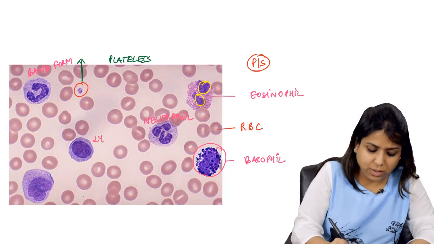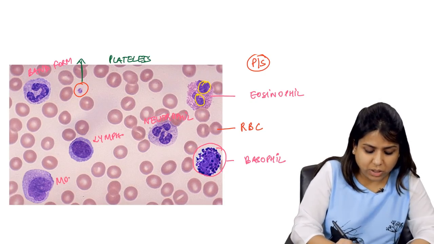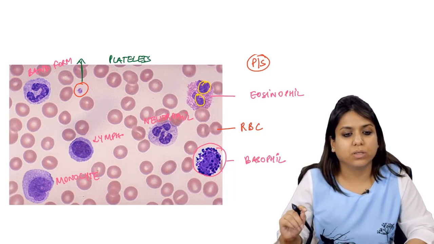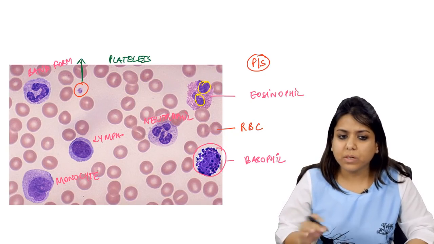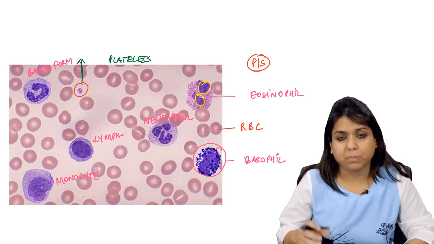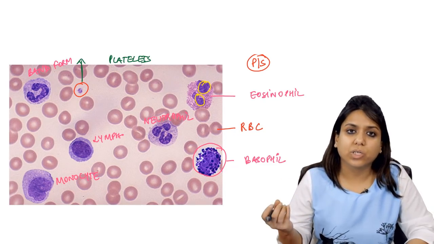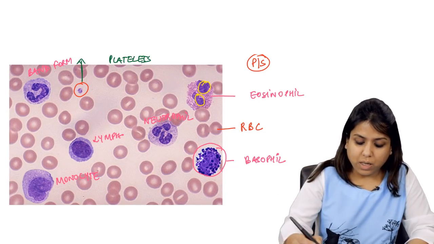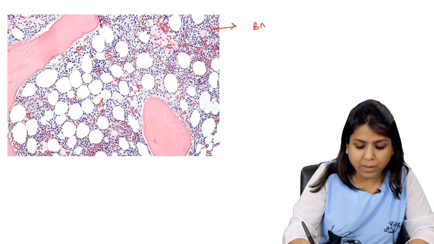Then this is a lymphocyte, students, lymphocyte, and this largest cell is a monocyte. Both lymphocytes and monocytes do not have any granules in the cytoplasm. That is how I identify them. Lymphocyte is the smallest cell and monocyte is the largest cell in a peripheral smear. Clear? Next, this is how a bone marrow aspirate looks like.